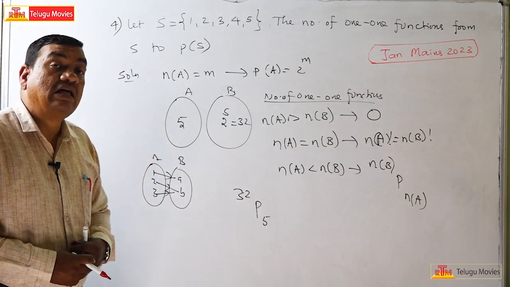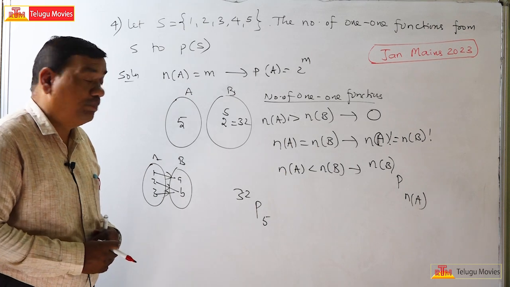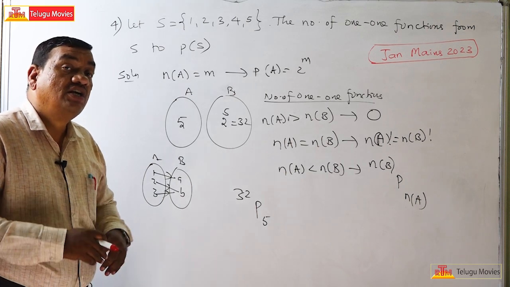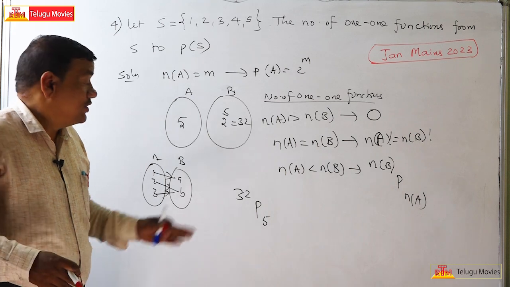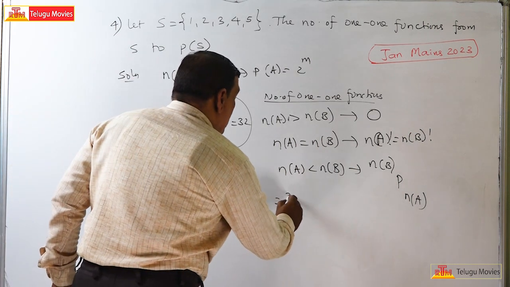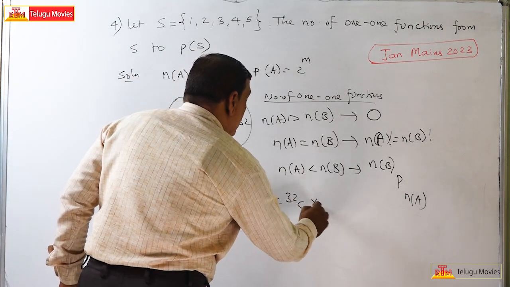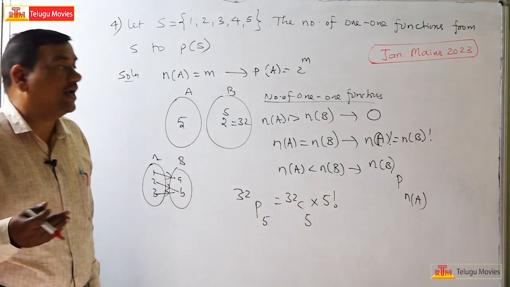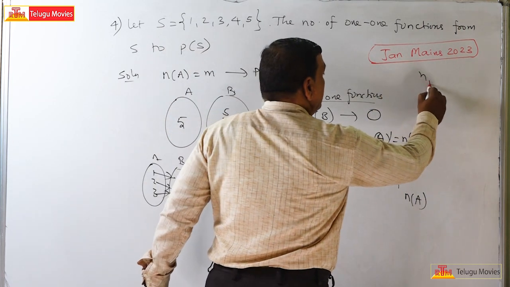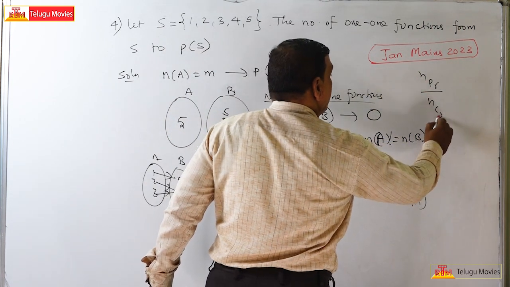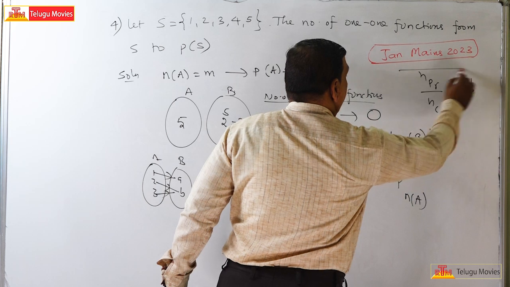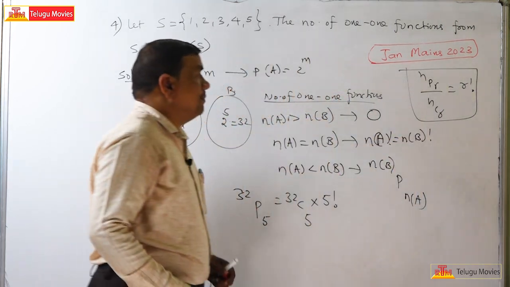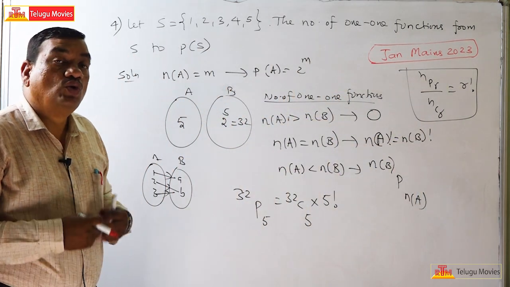But the answer is not in 32P5. It is not in permutations. It is in combinations. So you can write it clearly as 32C5 into 5 factorial. How, sir? Right, we have one formula: NPR by NCR is equal to R factorial.